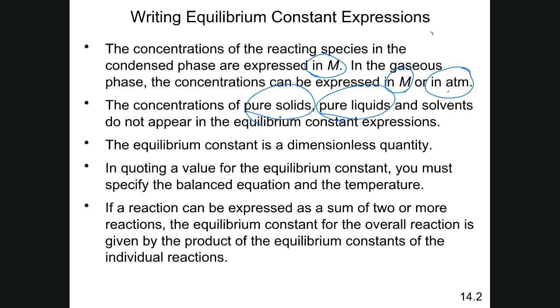Specify the temperature and the balanced equation. Each equilibrium constant expression is written based on a specific balanced equation at a specific temperature. If you change the temperature or you are talking about a different equation, then it doesn't apply. If the reaction has more than one step, the equilibrium constant for the overall reaction is given by the product of the equilibrium constants of the individual reactions. So Kc was K prime times K double prime, if you remember from the previous slide, for step one and step two.